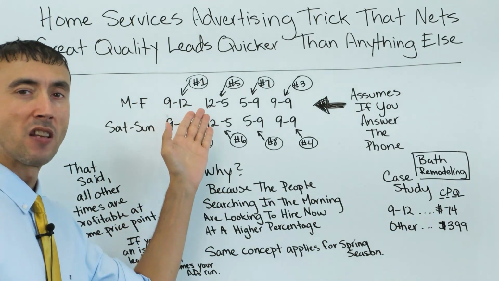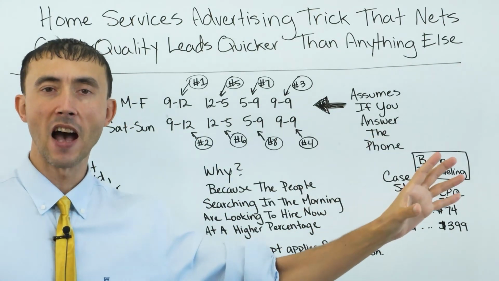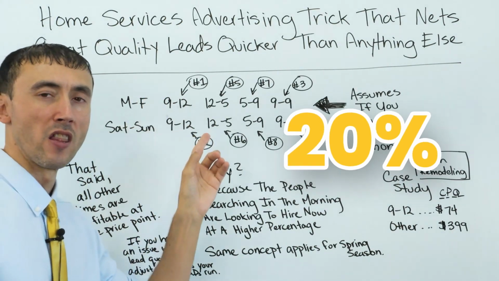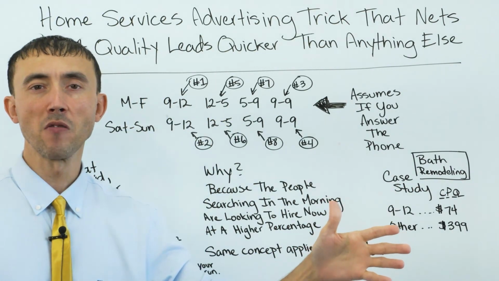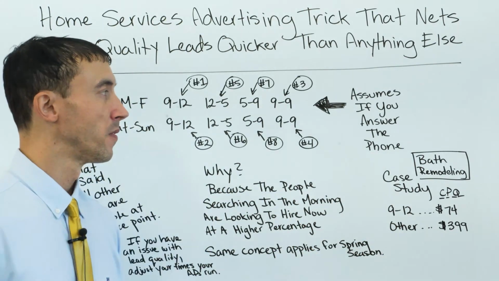Half or more of your business would simply come from getting rid of all the other time slots, keeping 20% of the time slot, which is early in the morning, and making most of the money that you were making before, but now spending 5 times less money than before.